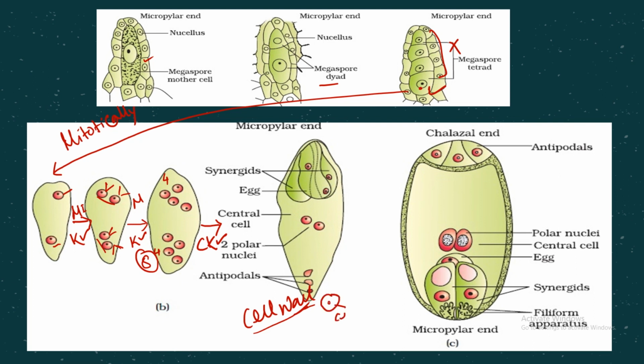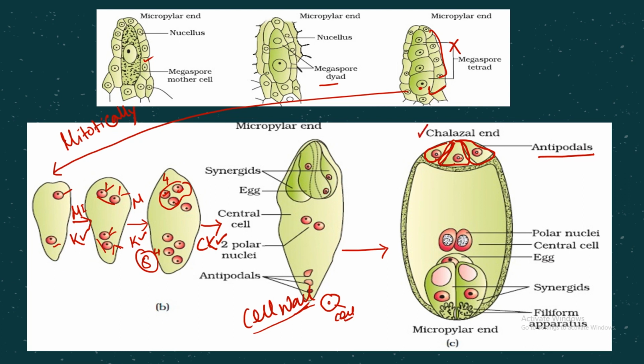So just look back into this picture. Just assume these three upper cells, okay? These three upper cells are present towards the chalazal end, and among these nuclei the cell wall is also formed. So here this is one cell, here this is one cell, here this is one cell. So we can call them antipodal cells. So where are antipodal cells formed? Close towards the chalazal end.